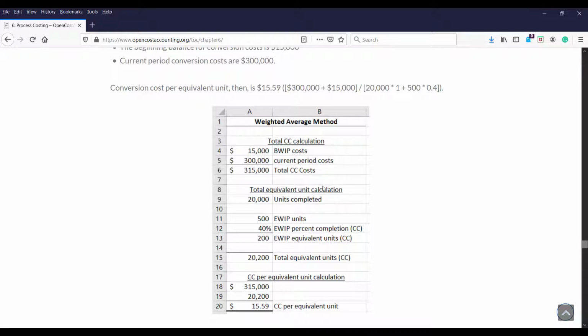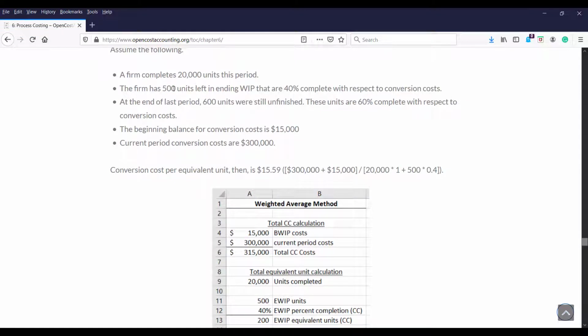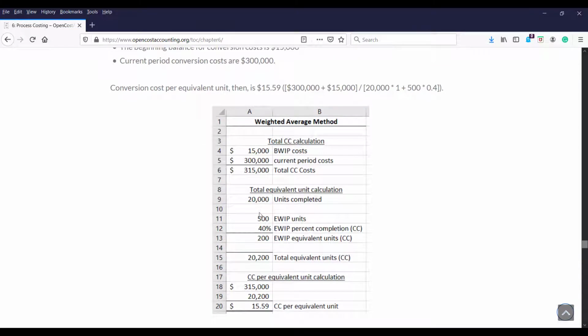Okay, so I calculate this rate out for you right here, and we'll start with the TEU calculations, the first one we went over in the last video. We said there are 20,000 units completed, and we need that plus the equivalent units in ending WIP, which we have 500 units in ending WIP, and they're 40% complete. Therefore, they represent 200 equivalent units. So we have that 20,000 plus the 200. We have total equivalent units of 20,200. And then that's the denominator.